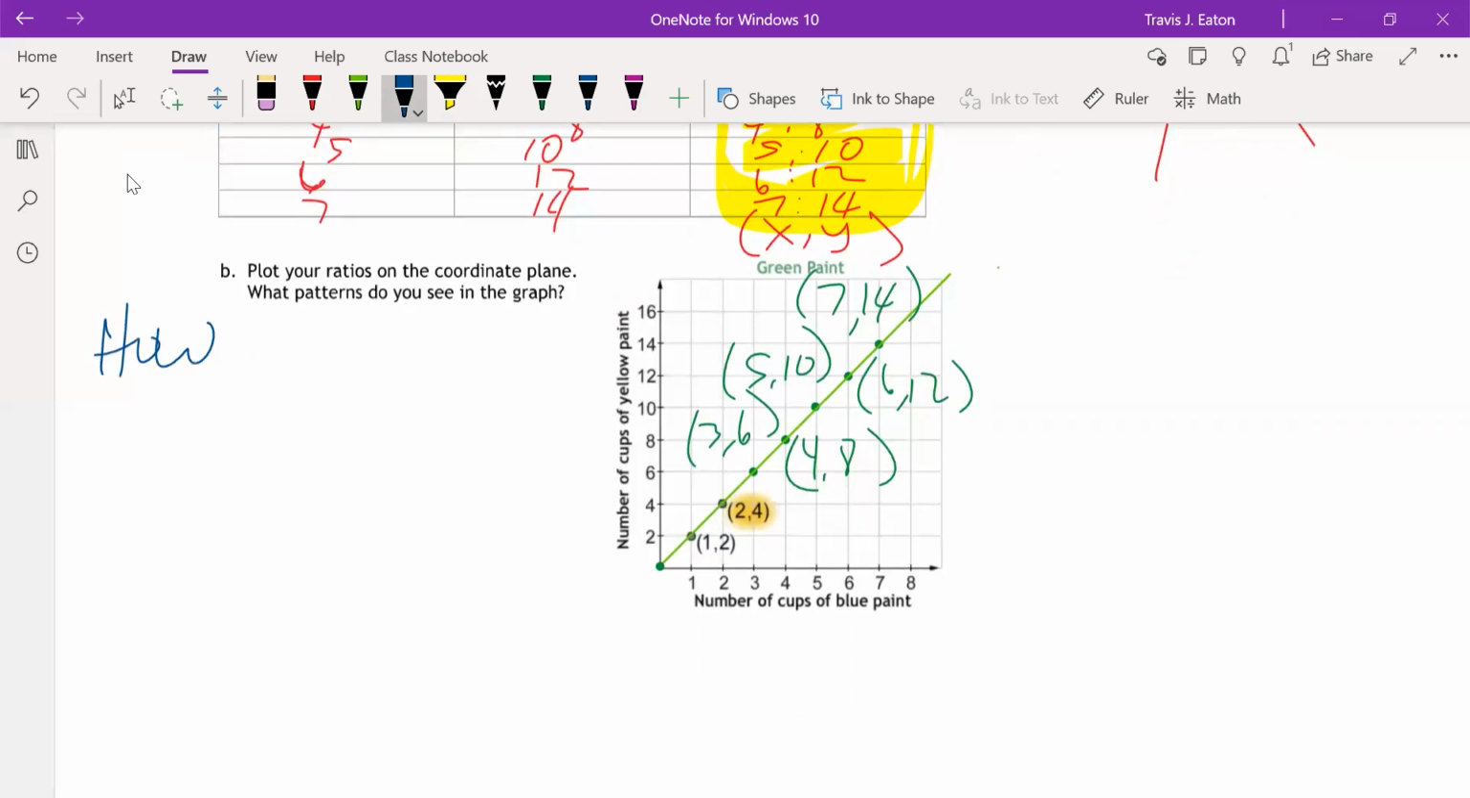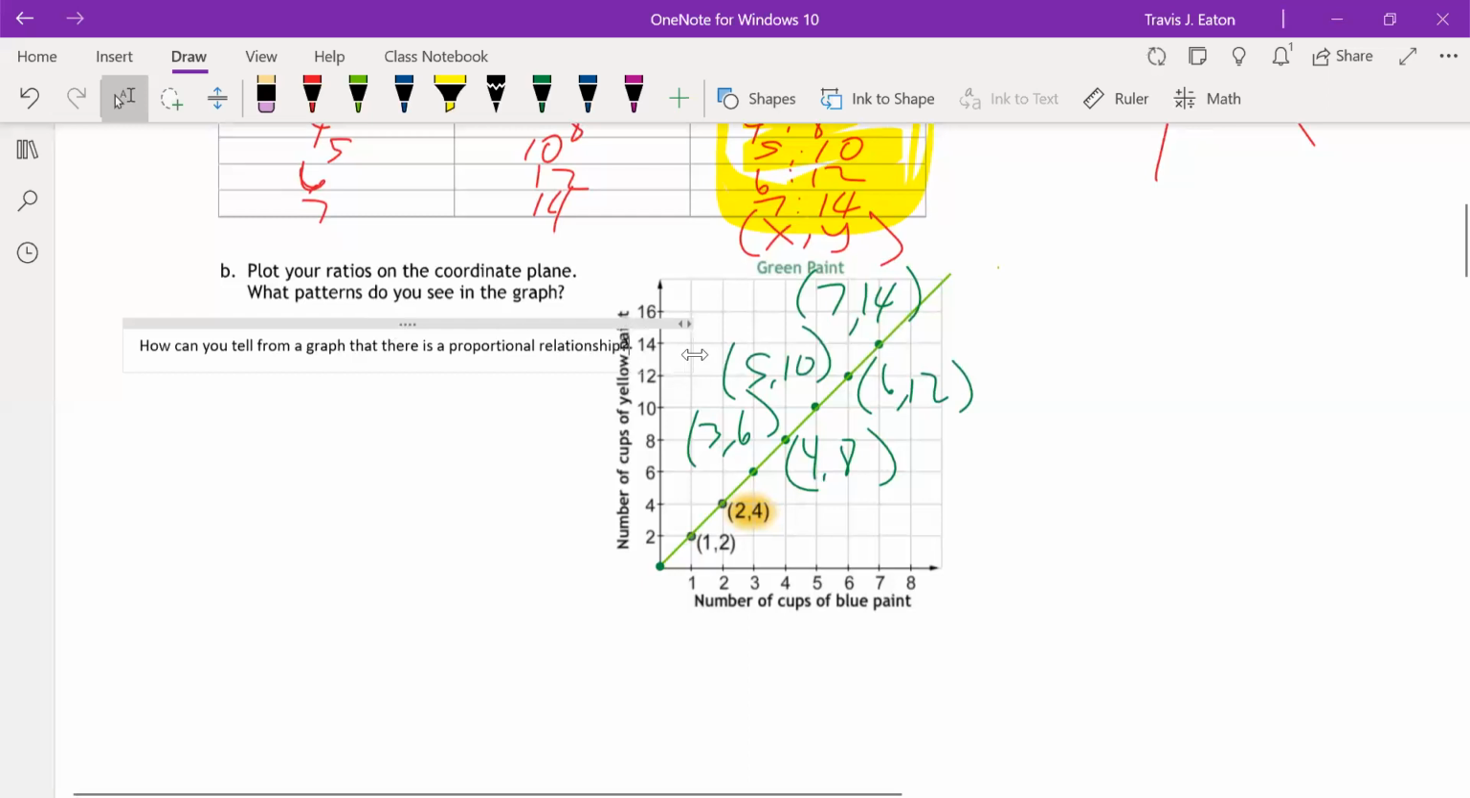I'm going to type this question because it's going to be easier to do so. How can I tell in a graph that there is a proportional relationship? Man, you hear that feverish typing? Typing so fast. Okay, so how could you tell from a graph that there's a proportional relationship?